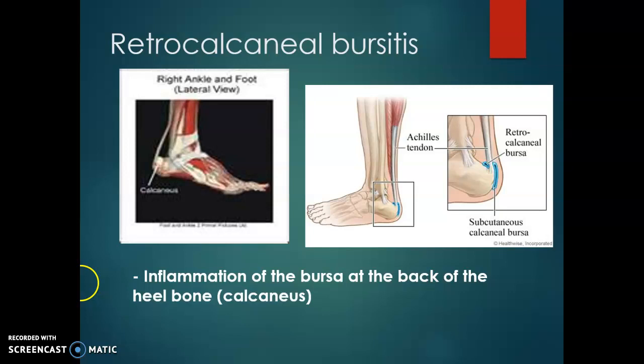So as you can see in the picture on the right, we have 2 bursa. Those are those blue sacs there. The one that we're talking about here is the retrocalcaneal bursa, which is the smaller blue circle. And this is just inflammation at the bursa at the back of the heel bone, right where the Achilles tendon comes and attaches.